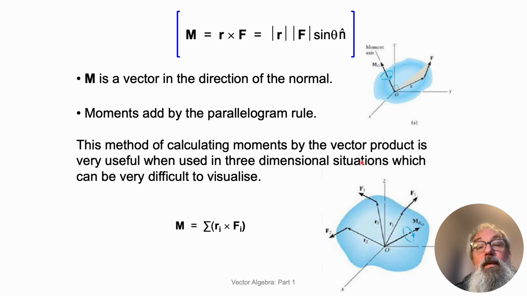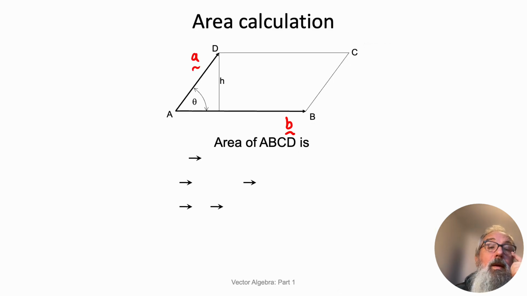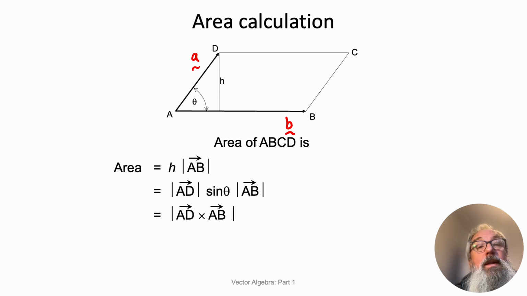This method of calculating moments via the vector products is very useful when it comes to 3 dimensions. We can see all these vectors in 2 dimensions quite easily, but when it comes to 3 dimensions, it becomes extremely difficult. So, for example, if we've got 3 forces acting at points on a structure in 3 dimensions, we can calculate the 3 moments and simply add them as we would normal vectors, and we get the total moment. Extremely useful.